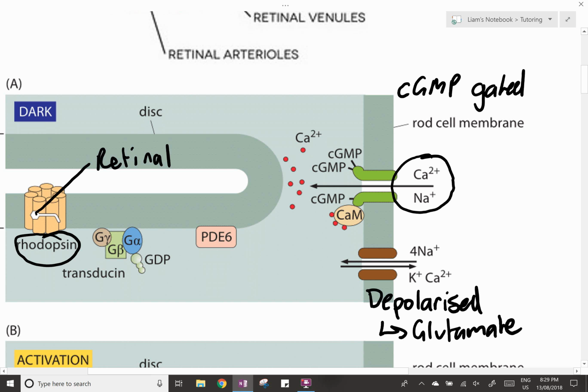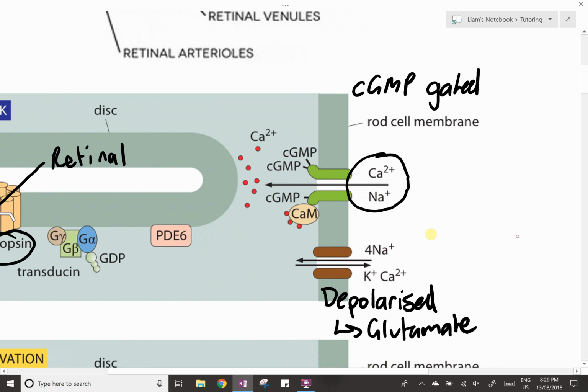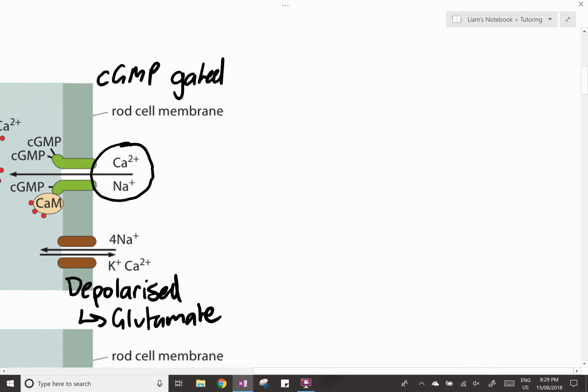And if it's depolarized, it's going to be releasing glutamate. Okay. Now, what is it releasing glutamate onto, you might ask? We'll branch away quite briefly just to give a little overview of this thing called the through pathway.